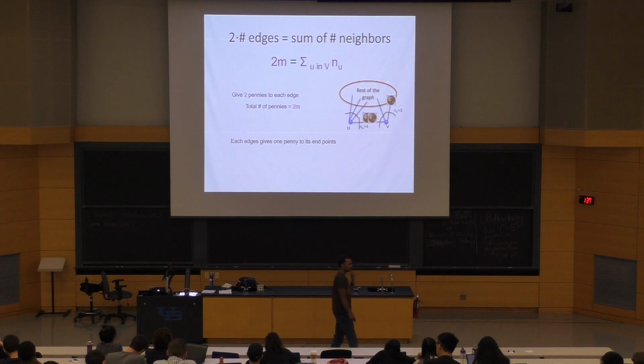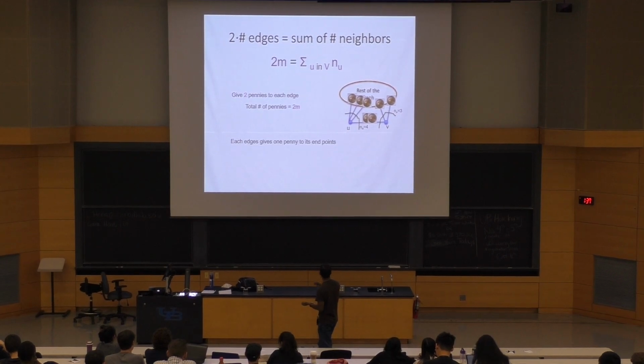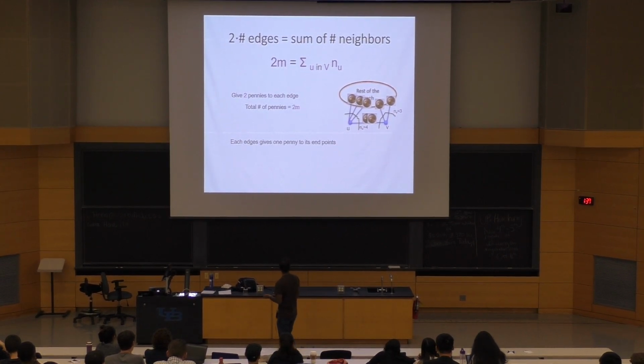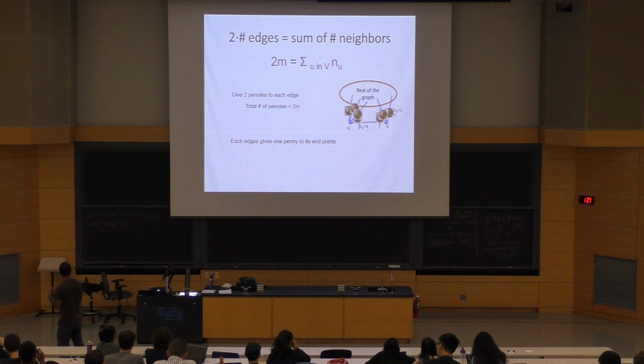And then the edges are really generous. They take the 2 pennies and give 1 to each of their endpoints. Every edge has 2 pennies and it has 2 endpoints, 2 vertices. It's going to give 1 penny to one endpoint, the other penny to the other endpoint. So for example, all of these edges get 1 penny each, and then the pennies get pushed to the nodes. The important point to note is, or let me ask this as a question, how many pennies would a vertex U get?